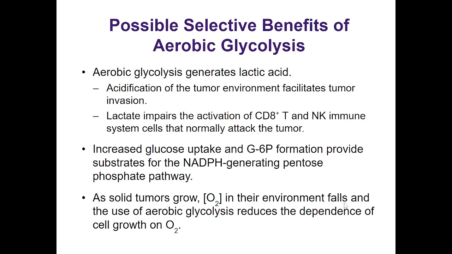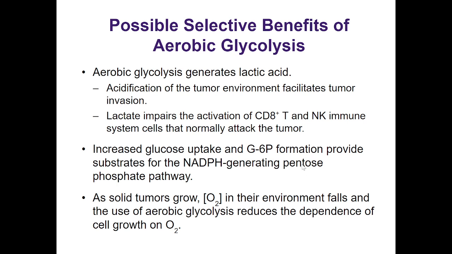So the increased glucose uptake and the G6P formation provide substrates for the NADPH generating pentose phosphate pathway. Typically, this is, bless you again. Okay, this is typically denoted by things like 5-PP. Okay, why would that be 5-PP, by the way? What does pentose mean?